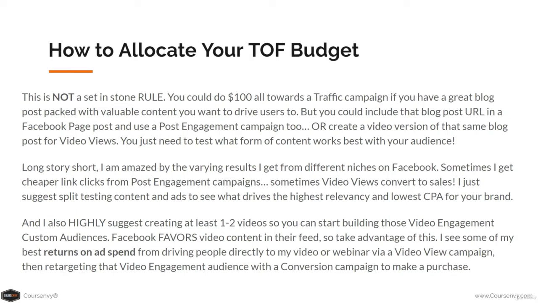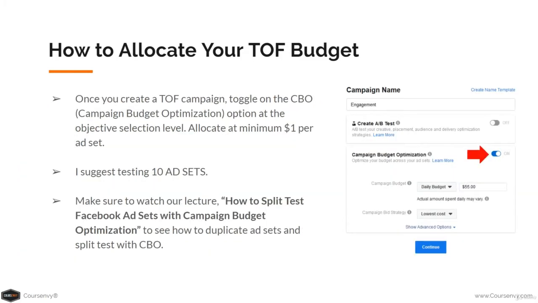I see some of my best returns on ad spend from driving people directly to my video or webinar via a video view campaign. Then I retarget that video engagement custom audience with a conversion campaign and a purchase event. So my top of funnel campaign is a video view, then my middle of funnel is a conversion campaign with the purchase event. This is a 2-step funnel that gets people to convert and buy again and again.